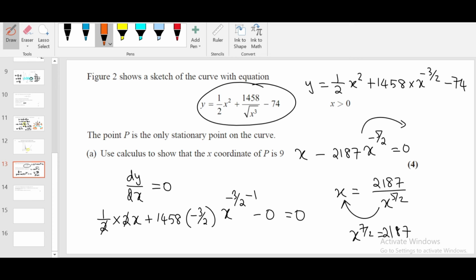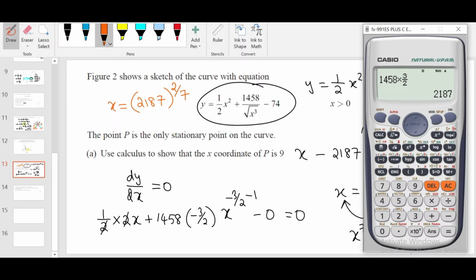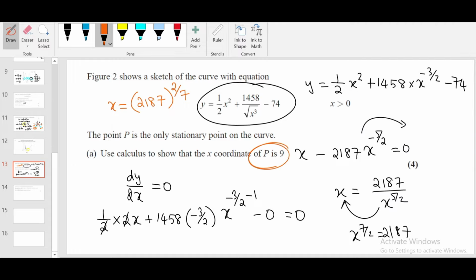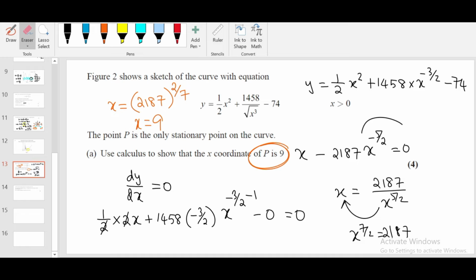So x will be 2187 to the power 2 over 7. So basically the answer, power 2 over 7, is 9. 9 is the x coordinate. So x is equal to 9. That's all. It's a 4-mark question. You just need to know how to differentiate and make x the subject.